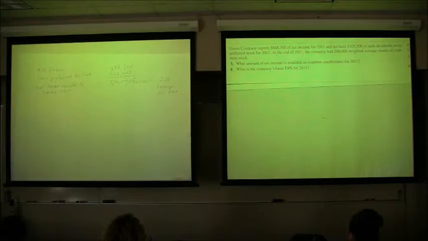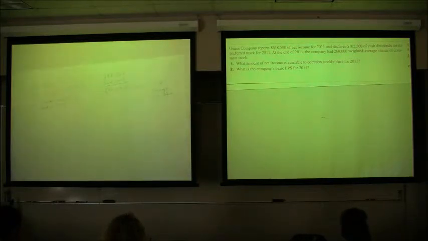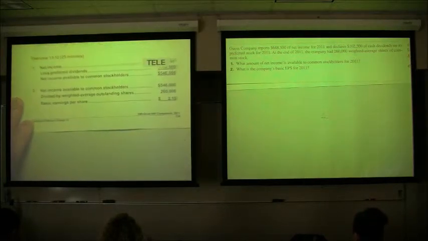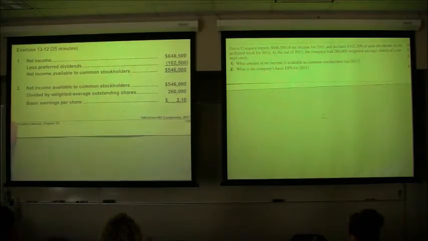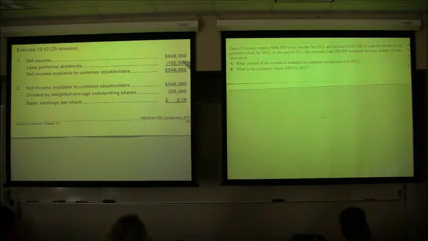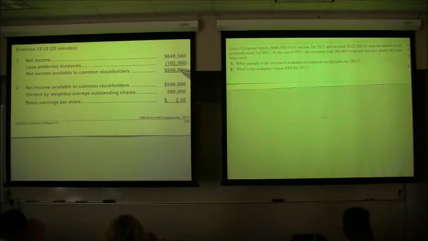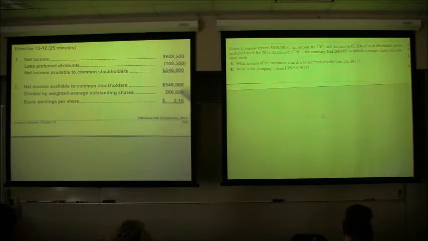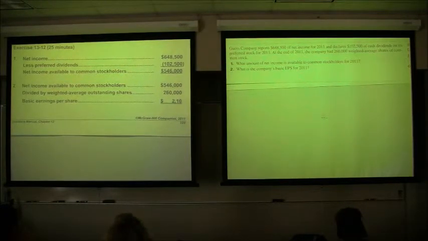Okay, so when you see EPS touted on these financial shows, that's what they're referring to. It's the net income less what's due the preferred stockholders. You take that out, and what's left over is what's available to the common stockholders, divided by the number of shares. That gives you your basic earnings per share.